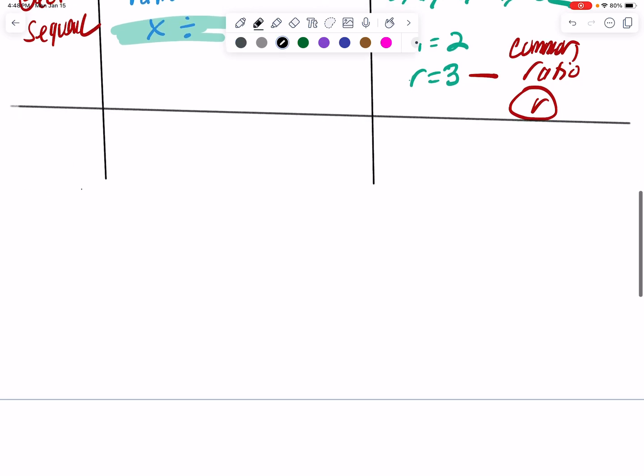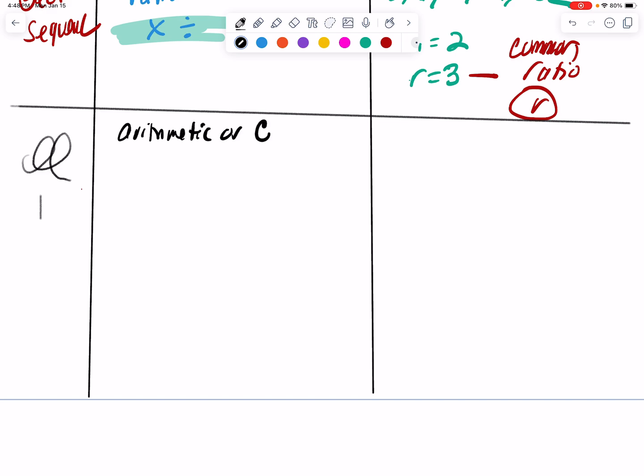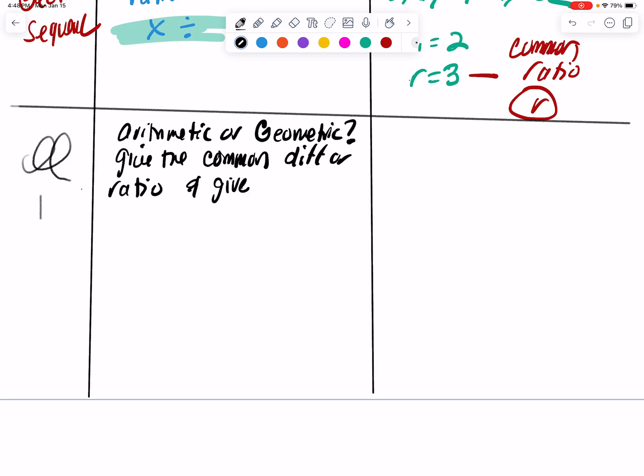Okay, pretzel 1. We'll just make this bigger. Pretzel uno. State whether each sequence is arithmetic or geometric. Question mark. And then give the common difference or ratio, and give the value of the fifth term, aka A5.